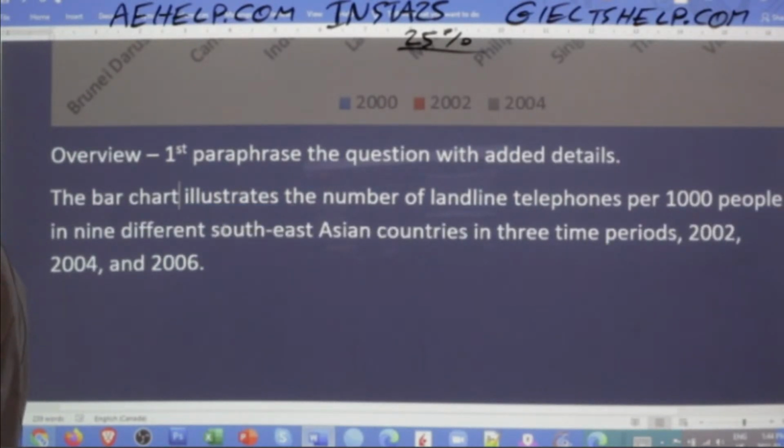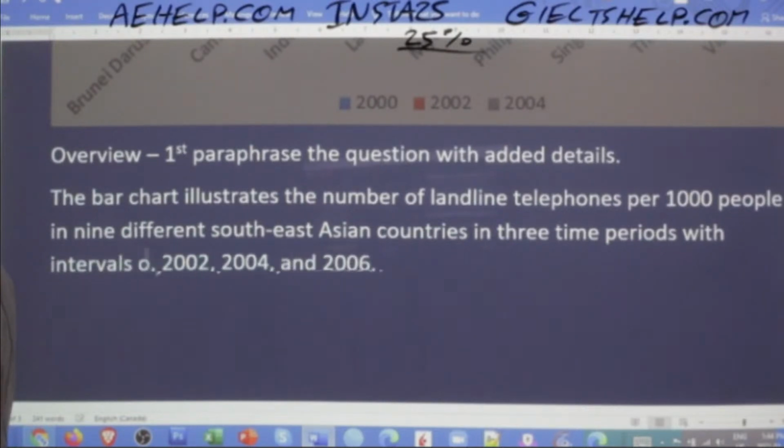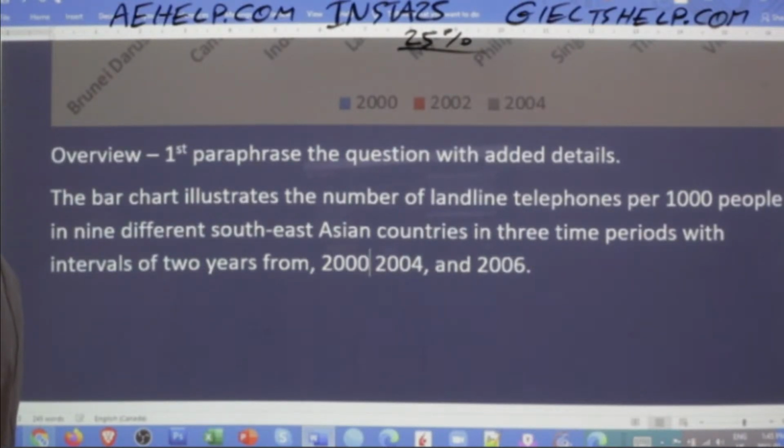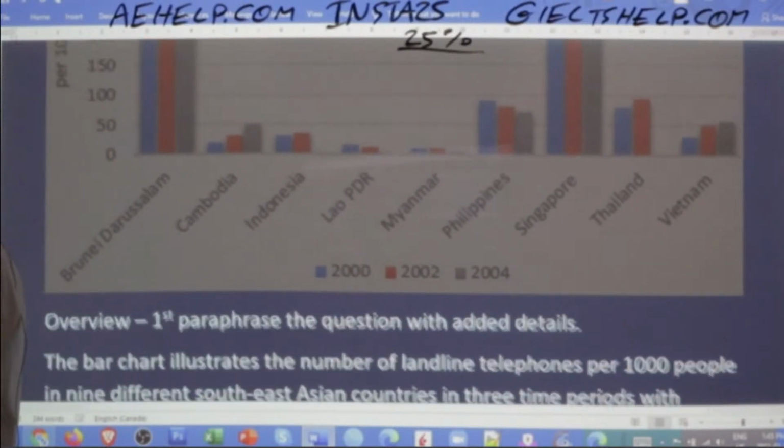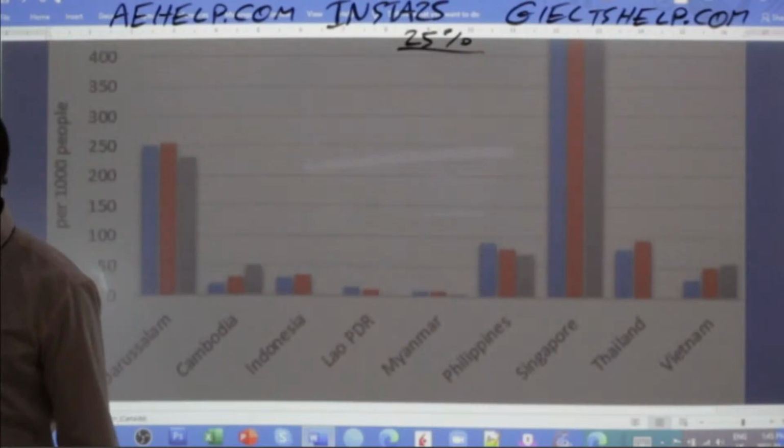All right. So again, the bar chart illustrates the number of landline telephones per 1,000 people. If you want to paraphrase landline, I really like what Ferdov wrote. He wrote traditional telephones per 1,000 people in 9 different Southeast Asian countries in 3 time periods. And you could do with intervals of 2 years from 2000 to 2006. Or 2004, sorry. Yeah, that's an information mistake. Got to be careful about that. Okay, so there we go. All right, so melting together a little bit of what all of you wrote. Okay, now let's take a look at the main feature.